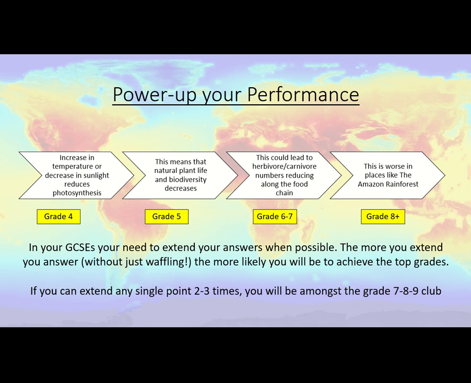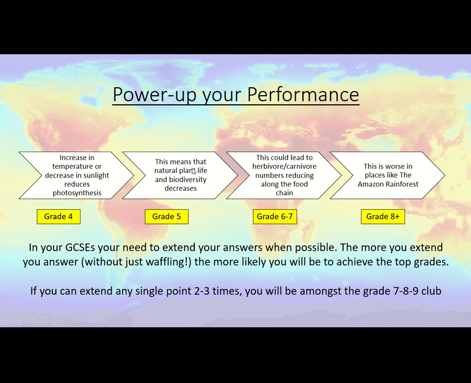So the example I've got on the screen here is an increase in temperature or a decrease in sunlight reduces photosynthesis. That's an impact of climate change. So you might get an increase in temperature. We know about that one. Temperatures go up. That's an impact of climate change. Tick. All right. Increase in temperature means that natural plant life biodiversity decreases. So essentially, we might get less variety of wildlife.